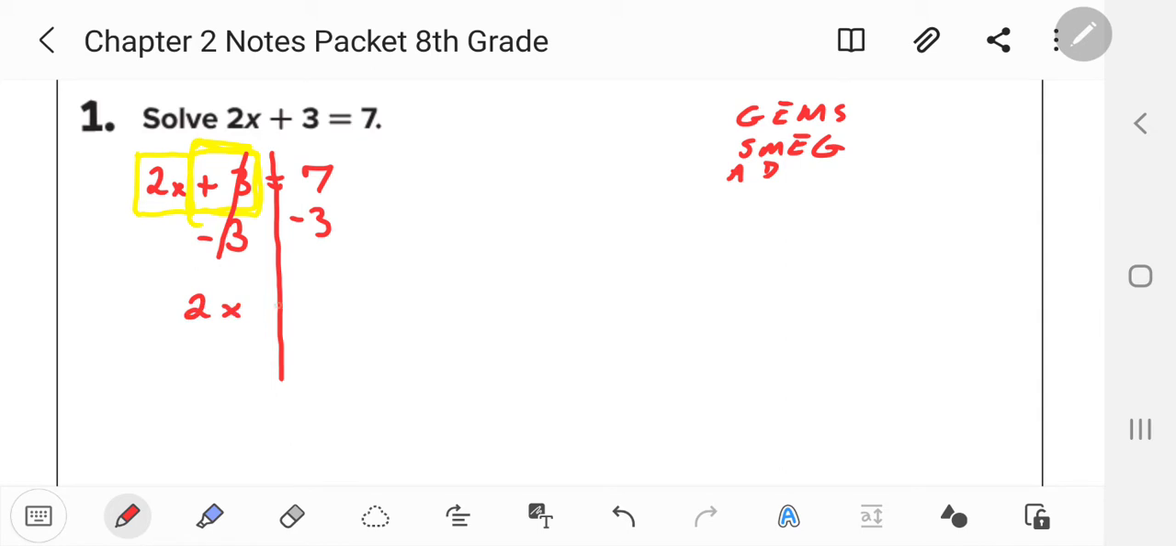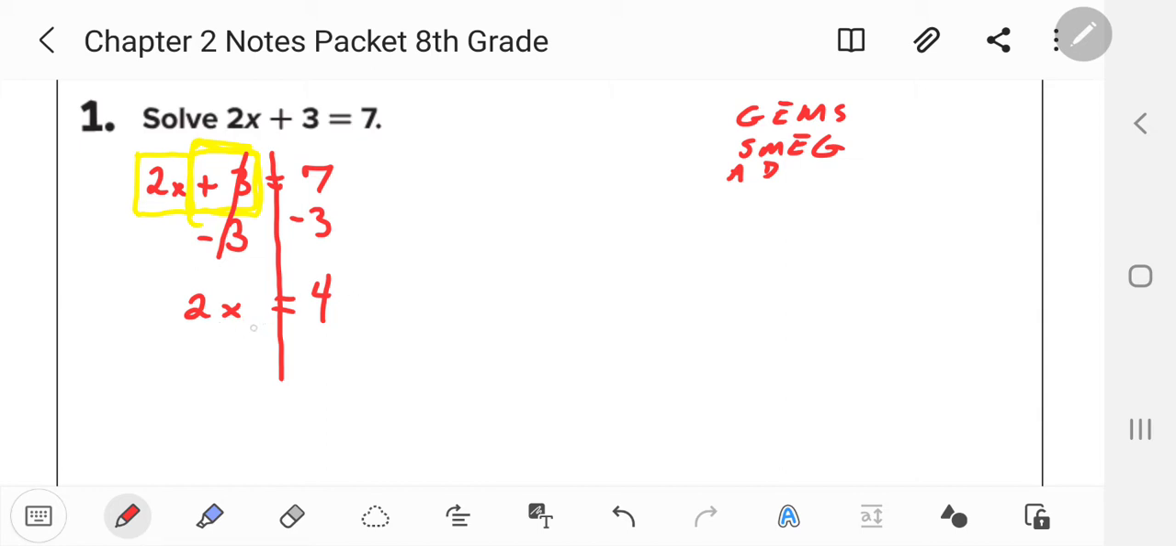The way I'm showing the work is important, and I want it shown in your work the same exact way. 7 minus 3 is 4. So now, since we did the same thing to both sides, this equation is still balanced, and we are good to proceed to continue isolating the variable.